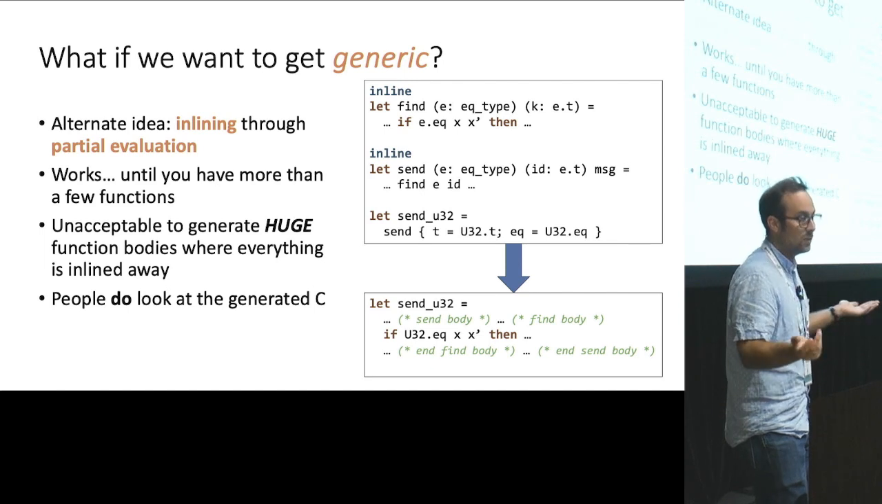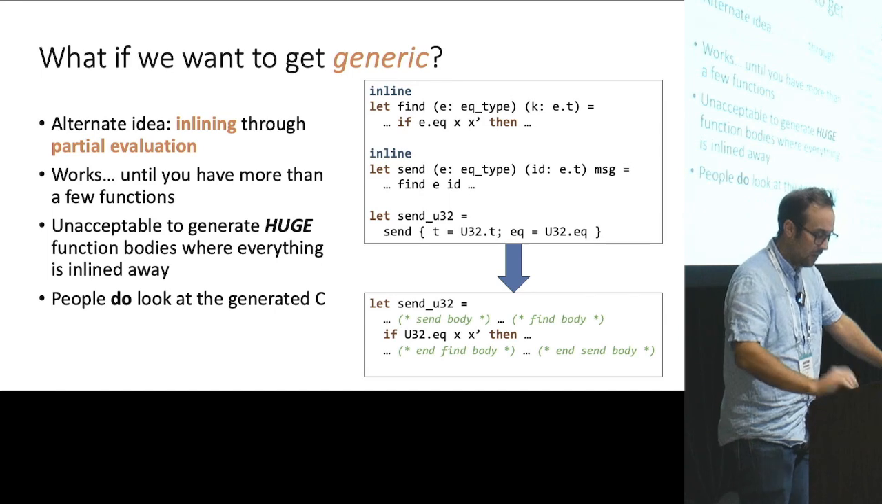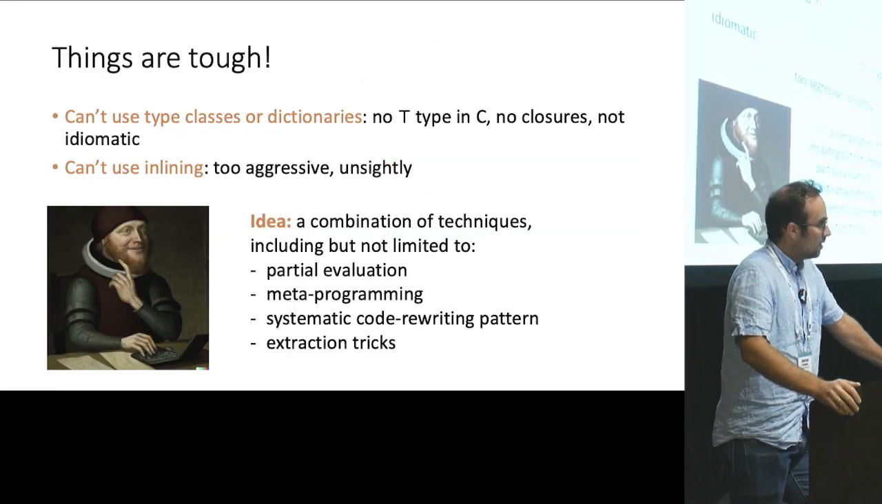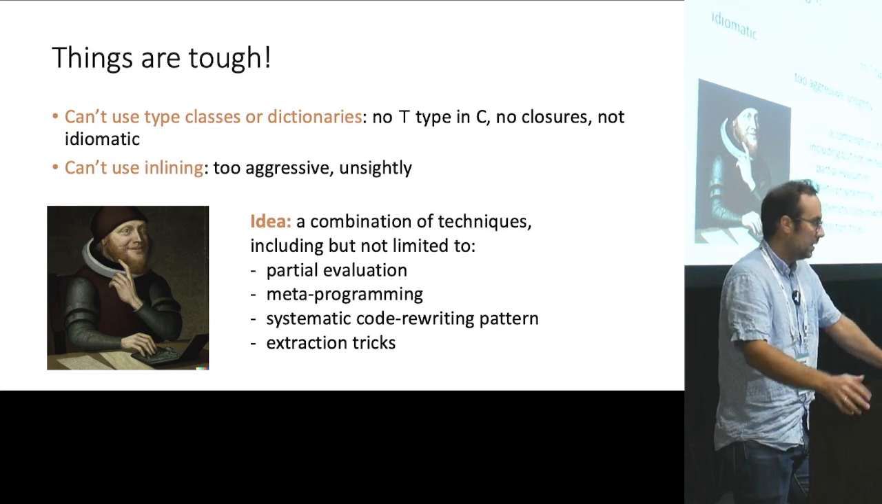The people who look at the C code are not fine with it, and they will be quite upset if I give that to them. And here there's kind of a stumbling point, right? You can't use type classes or dictionaries. You don't want to pass closures around. It's not idiomatic.